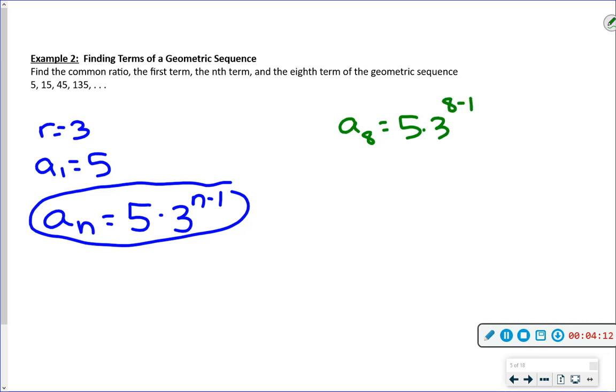And you will get some large answers for some of these today because obviously when you multiply, they grow very quickly. So punch that in your calculator, you do get a big number.